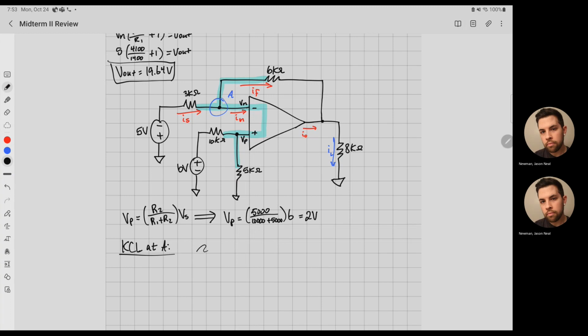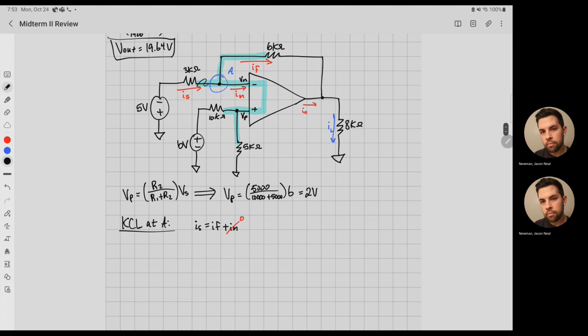We have IS coming in, and then we have an IN and an IF going out. And I know I keep drawing this IN, which is not really necessary because this is an ideal op amp, but I'm going through every single step rigorously to make sure you understand. We know the current coming in right here and right here is always going to be zero. So this is zero. So IS is equal to IF.